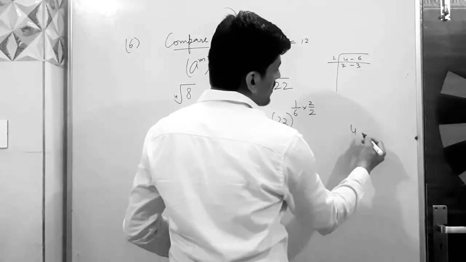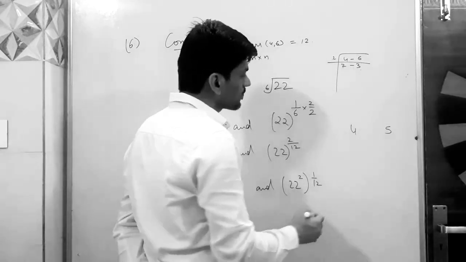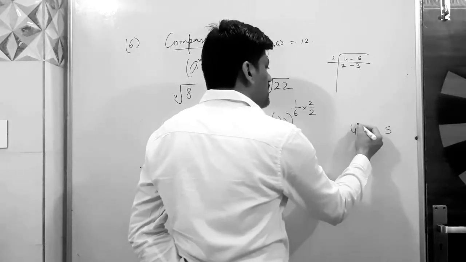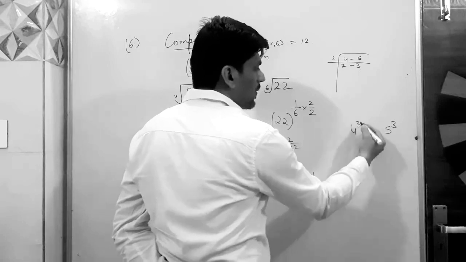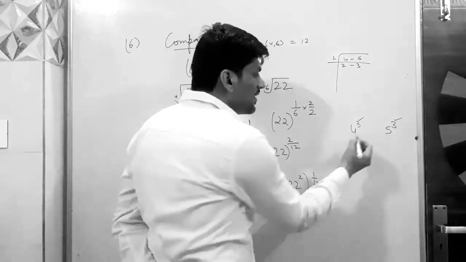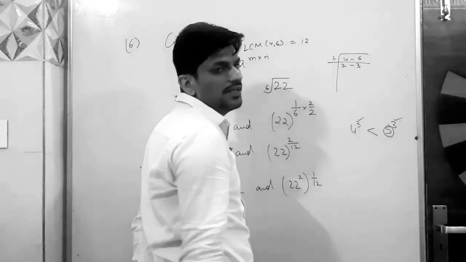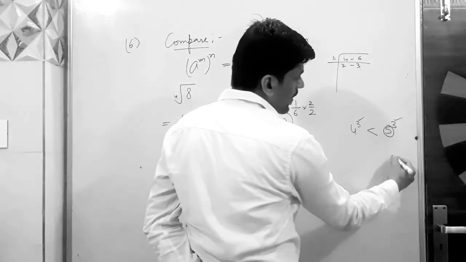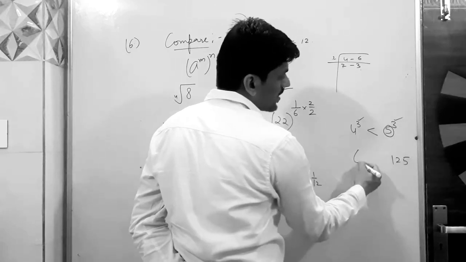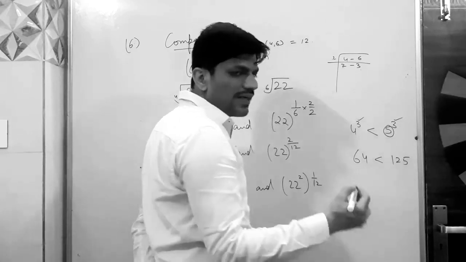So if you have, say, 4 and 5, there are two numbers. Let's say I raise power 3 here, I raise power 3 here. So powers are the same. Definitely the number which is larger or greater will have the greater sign. See, 5 raised power 3 is 125 and 4 raised power 3 is 64. You can take any example.